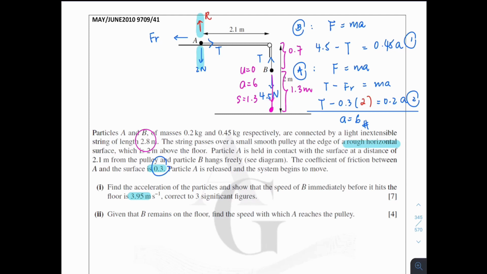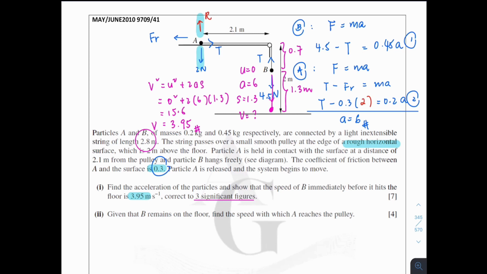And you are asked to find the v, the final speed, when it hits the floor. So you just need to use one of the 4 formulas. For this, you have to use v squared equals u squared plus 2as, which equals 0 squared plus 2 times 6 times 1.3, which equals 15.6. So the v should be equal to 3.95, correct to 3 significant figures as mentioned. That's how we solve for part 1.